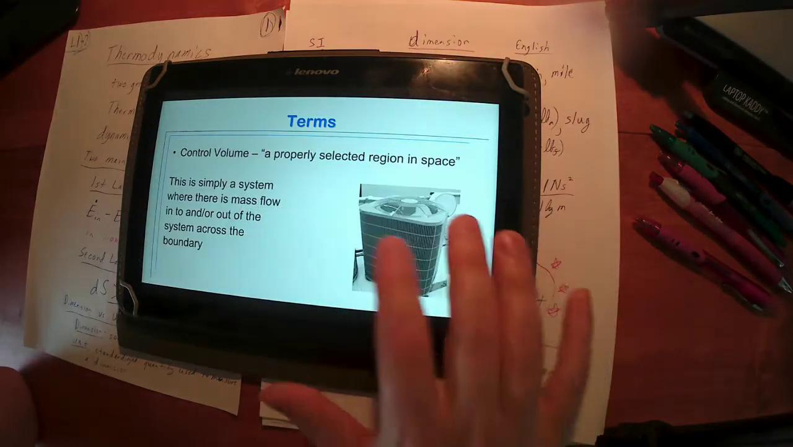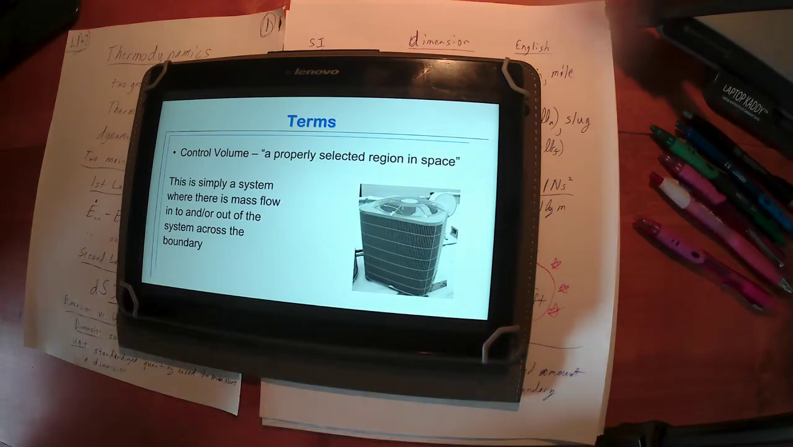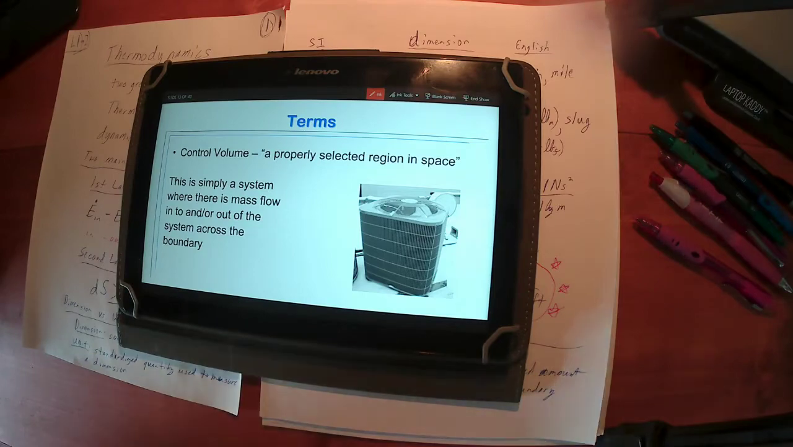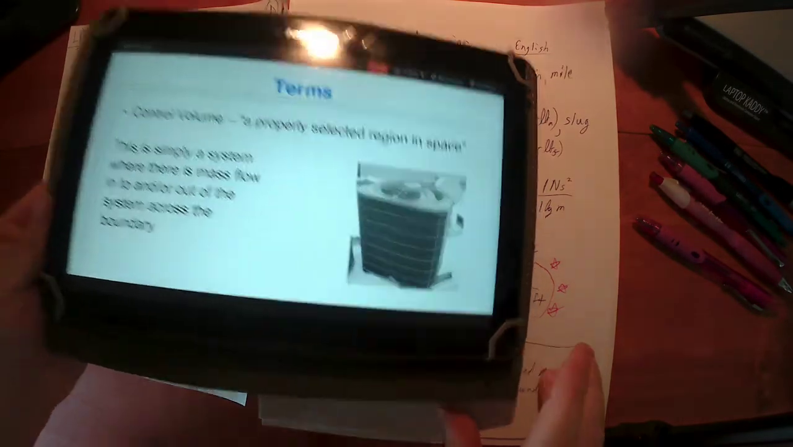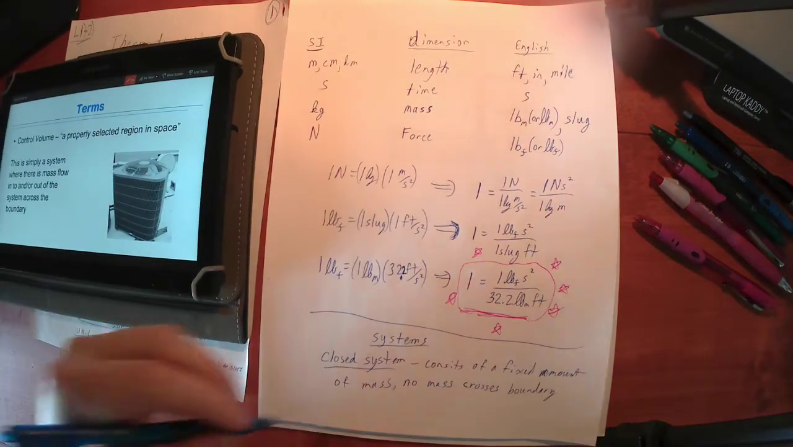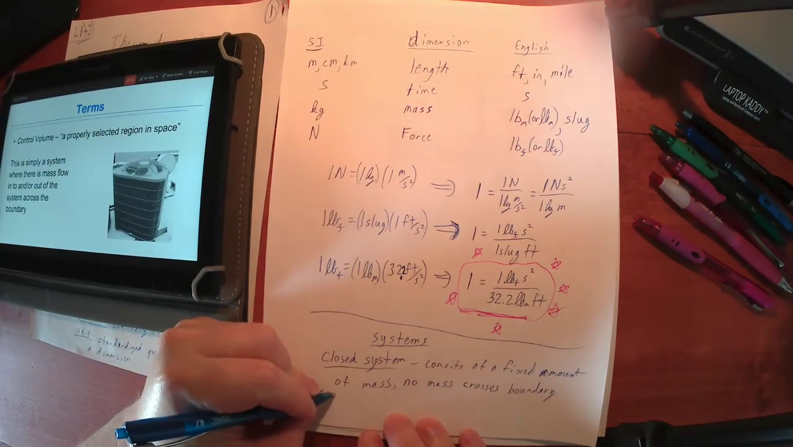Okay. Let's see here. Another type of system that we can encounter. As I said, two types of systems that we can encounter. The other one is what we call the control volume.